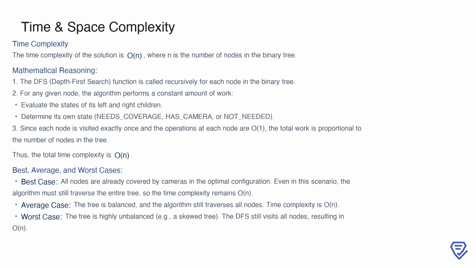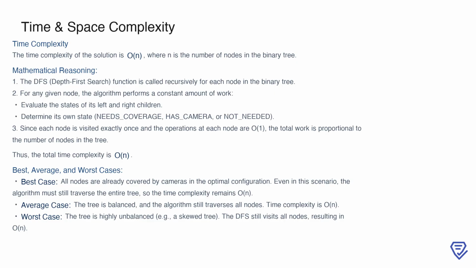The time complexity of this solution is O(n), where n is the number of nodes in the binary tree. This is because the algorithm uses a depth-first search, or DFS, which visits each node exactly once. For every node, a constant amount of work is performed. Specifically, the algorithm evaluates the states of the node's left and right children, and then determines its own state, which can be either needs_coverage, has_camera, or not_needed. Since these operations are all O(1), the total work done is directly proportional to the number of nodes.